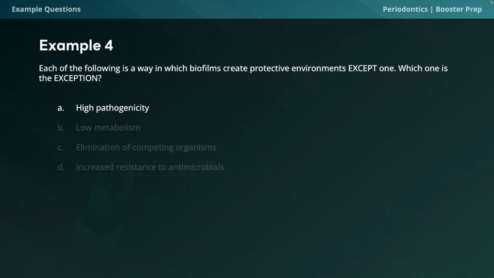So this answer is A, high pathogenicity. That is not a protective mechanism of biofilms. It refers to the ability of microorganisms to cause disease, not necessarily its ability to survive in a protective environment.